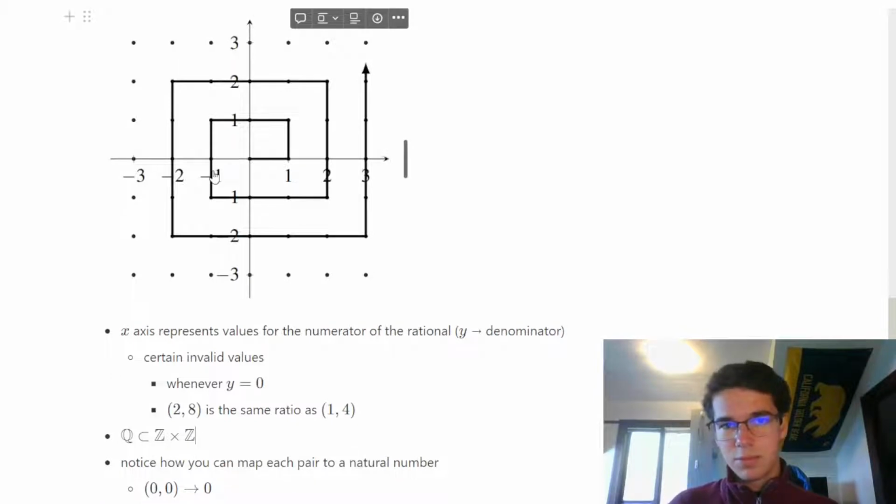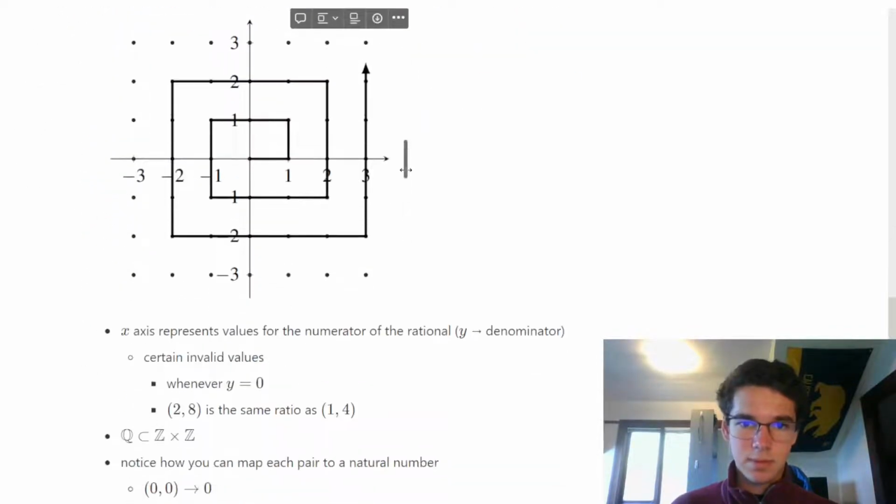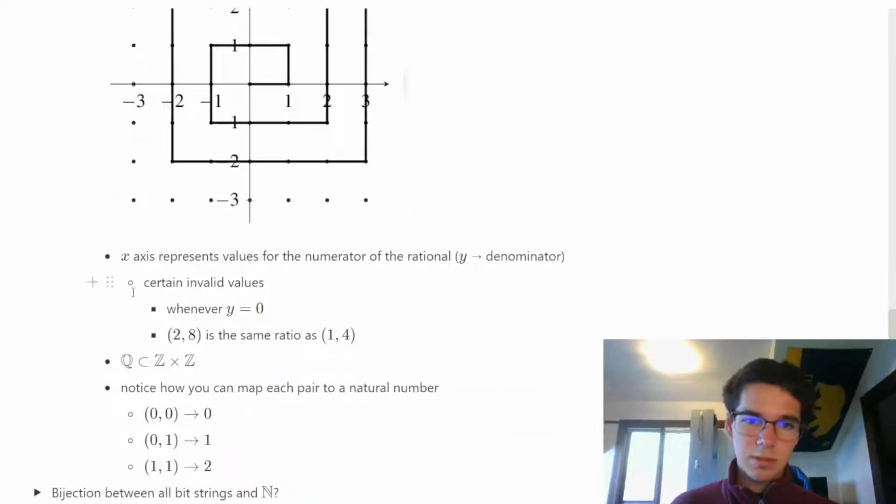that can't be a rational number, because the y-axis represents values that we would put in the denominator of the expression that is supposed to represent a rational number. Again, it's like a divided by b, such that b is not equal to 0 and a and b are integers. So b can't be 0, y can't be 0. And then also, there's ratios. So if we go to the point 2, 8, we're just going to get the same number.